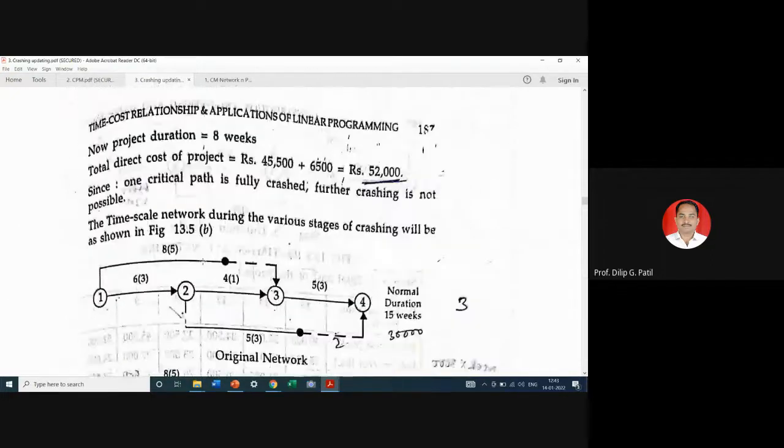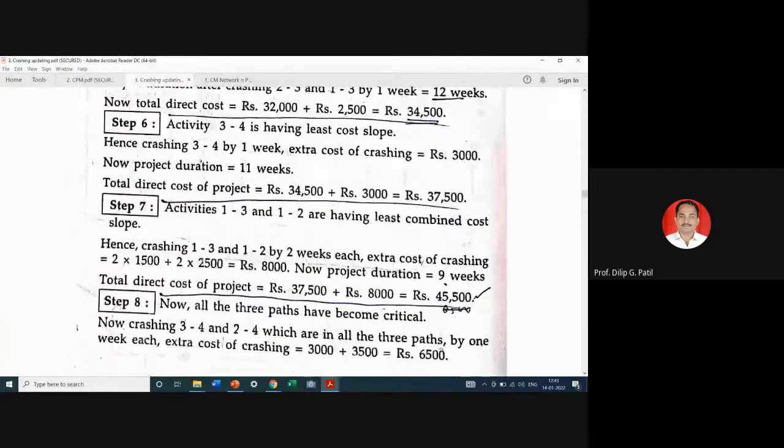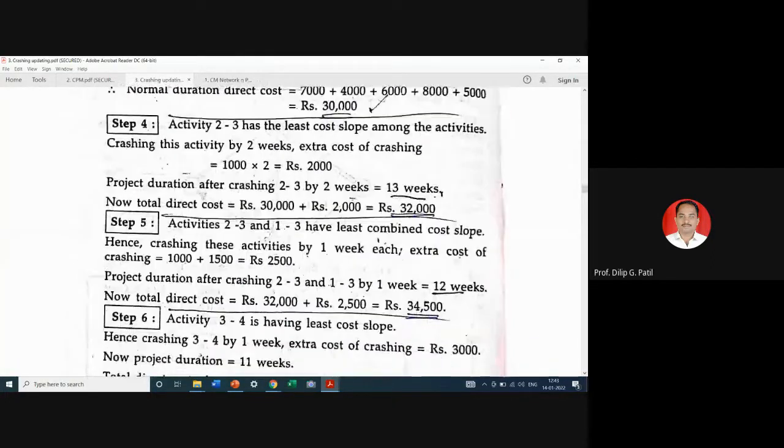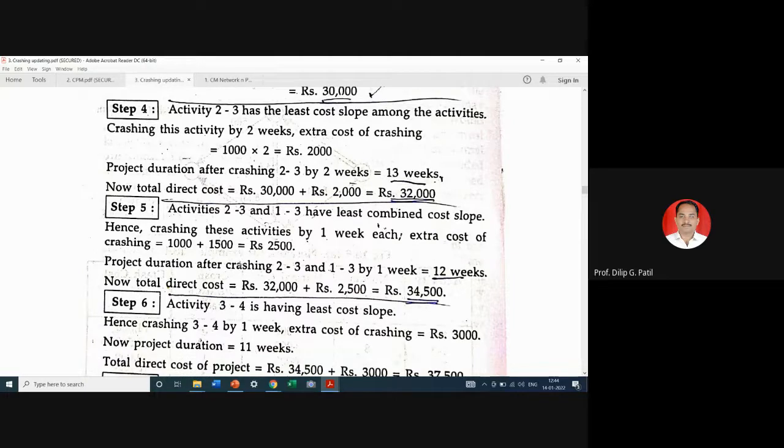पुढची स्टेप पाहूयात आपण आता. Activity 2.3 and 1.3 have least combined cost loop. So crashing these activities by 1 week each, extra cost of crashing will be 1,000 plus 1,500. दोघांचे कॉस्ट लूपची बेरीज घेतलेली आहे आपण. So project duration after crashing 2.3 and 1.3 by 1 week will be 12 weeks. इथं 13 होते, आता 12 होतील.